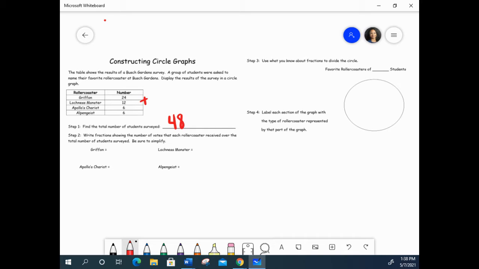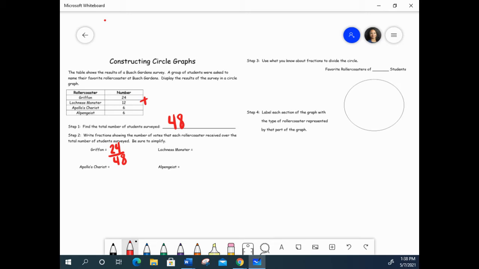Now, step 2, you want to go ahead and write fractions and percentages based on this information. So with Griffon, we have 24 students that liked Griffon out of a total of 48. Because remember, circle graphs are comparing your part to your whole. So Griffon is 24, that's the part, and 48 is the whole.